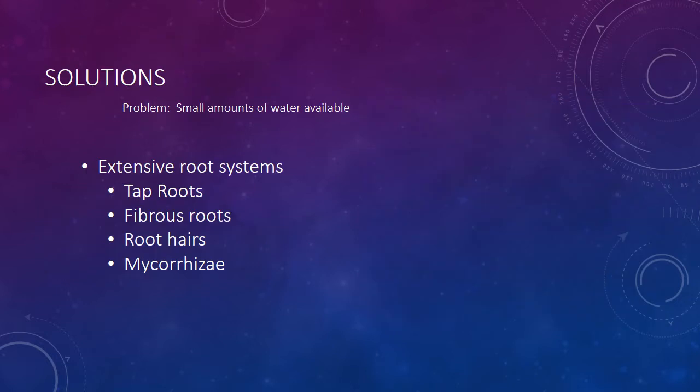Okay, so looking at the first problem that we mentioned, small amounts of water that are available. Plants have adapted various ways of accessing more water. They have these extensive root systems, and those fall into 3 categories, and then we have an additional 4th component to it. Our root systems can either be tap roots or fibrous roots, and then they also have root hairs on those roots. And then, as we mentioned in our fungal unit, we have a symbiotic relationship with Mycorrhizae. All of these work to access available water sources.